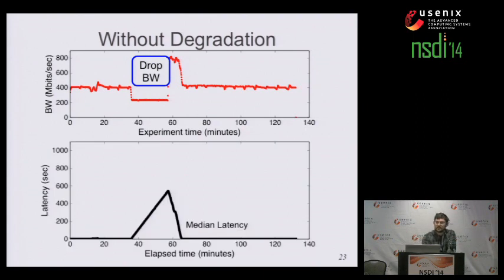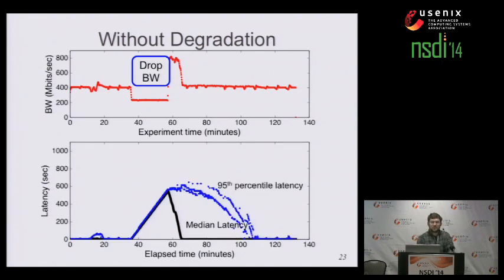You'll notice that the median latency starts rising immediately when we turn on bandwidth shaping, and it rises rapidly until you have 10 minutes of delay. 10 minutes of delay is not actually good if you have a streaming system that's supposed to keep up with real-time feeds. That's a problem.